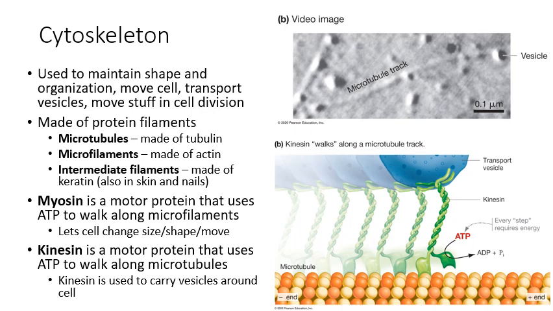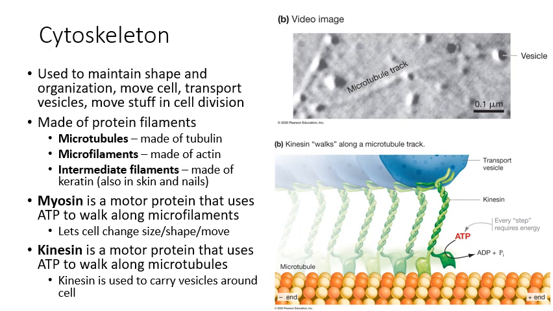So the cytoskeleton we'll talk about in a bit more detail. It has a lot of functions in eukaryotic cells, maintaining shape, organization, and helping the cell move stuff around, or potentially move the entire cell. You have three different types of filaments that make up the cytoskeleton, all made out of different proteins. So you have microtubules, the same as what you would find making the flagella or the cilia, made out of tubulin. You also have microfilaments that are made out of actin, and you have intermediate filaments that are made out of keratin.